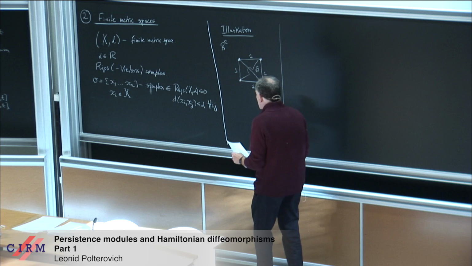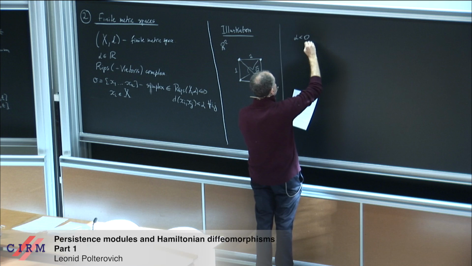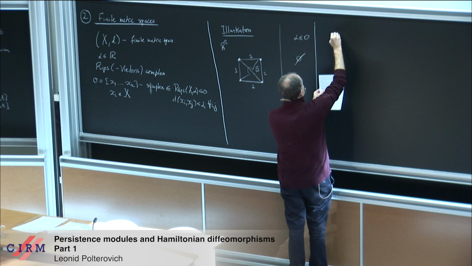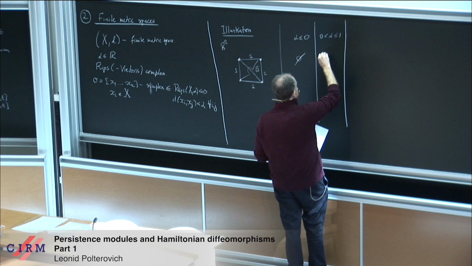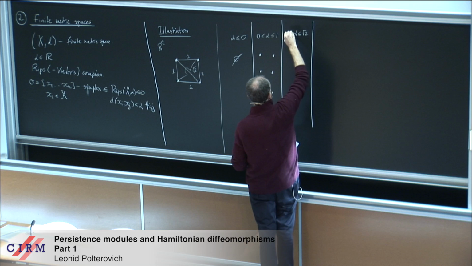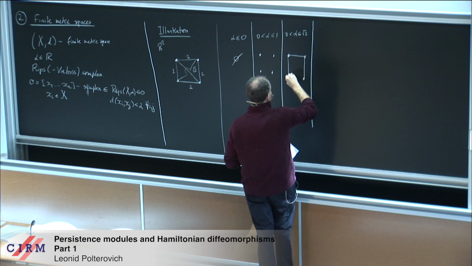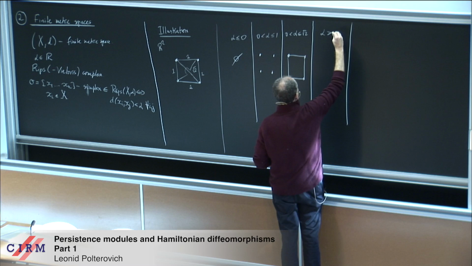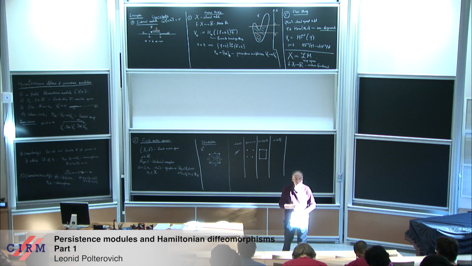when alpha is less than or equal to 0, we see the empty set, because distance cannot be less than 0. When alpha is less than or equal to 1 but bigger than 0, we just see 4 points. If alpha is less than or equal to square root of 2 and bigger than 1, then we see a circle. So on this scale we do not see the diagonals, right? And finally, if alpha is greater than square root of 2, so question to the students, what do we see?